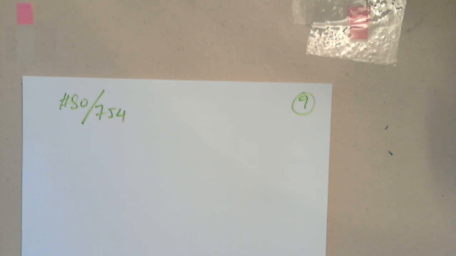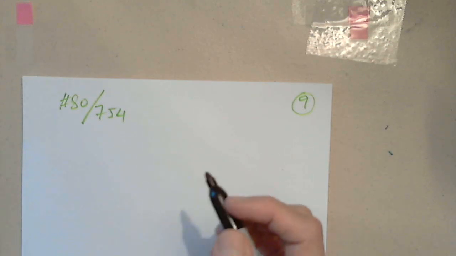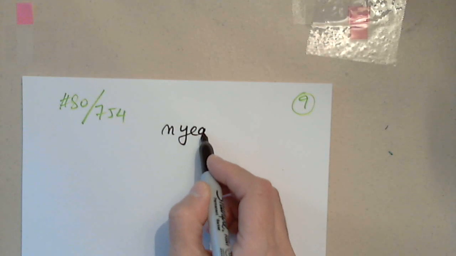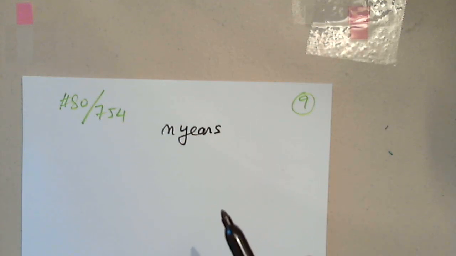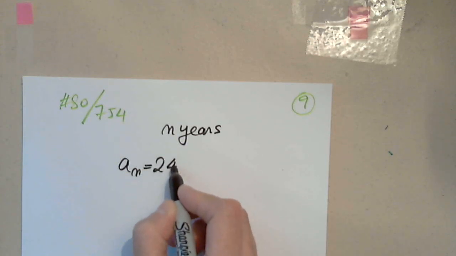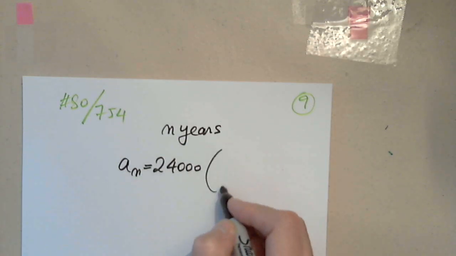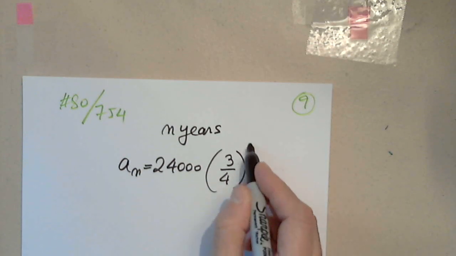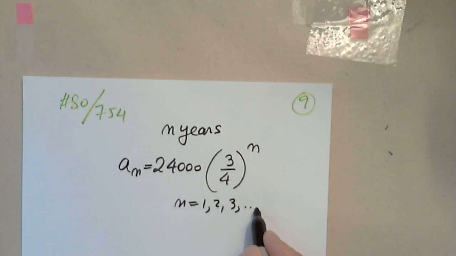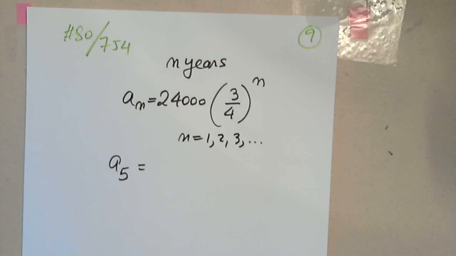This is it. You buy a new car for $24,000 and at the end of n years, the value of the car is given by this sequence: 24,000 times 3 over 4 to the nth power. And of course, n is 1, 2, 3, dot, dot, dot. Find A5 and write a sentence explaining what this value represents.